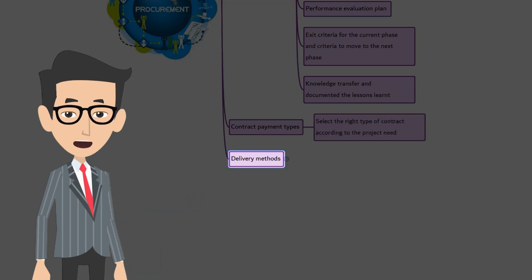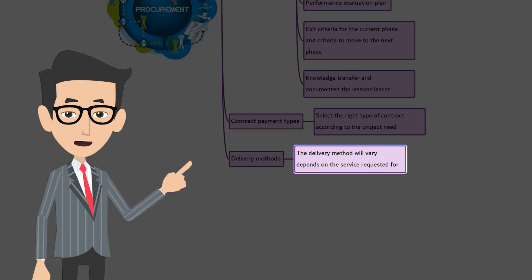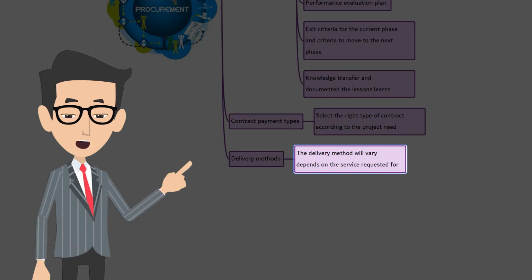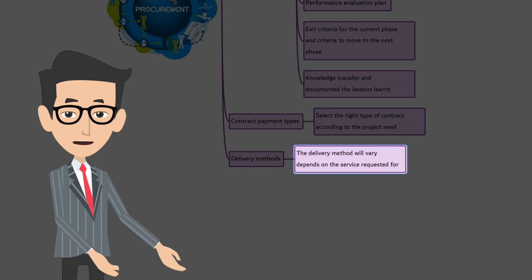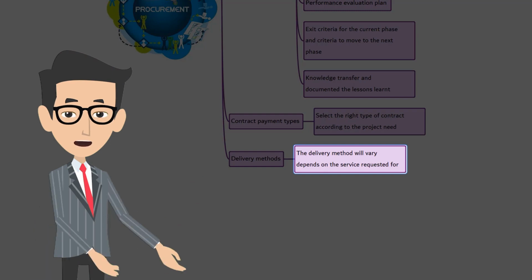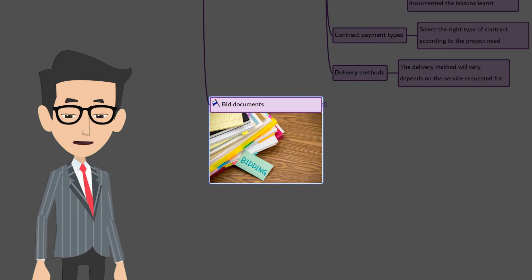Now, let's talk about delivery method. The delivery method will vary, again, depending on the service requested. What works well in one type of service may not work well for other types. For professional service, the delivery method may be a joint venture between buyer and service provider, or buyer with service provider with no subcontracting. The third output is bid documents.